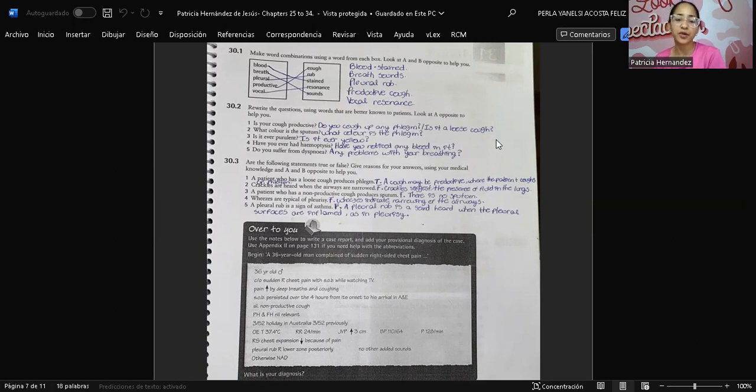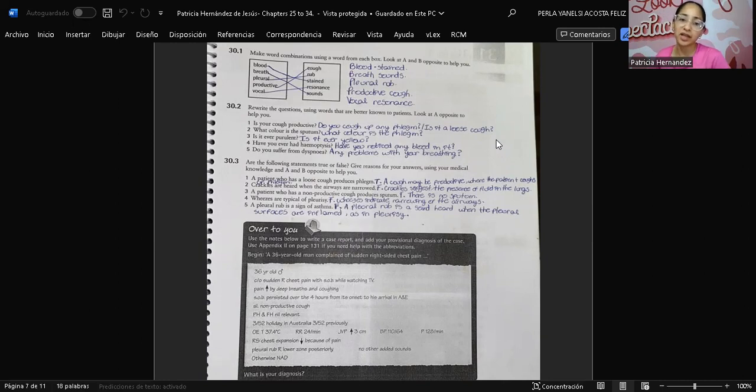Is it ever purulent? Is it ever yellow? Have you ever had hemoptysis? Have you noticed any blood in it? Do you suffer from dyspnea? Any problems with your breathing?